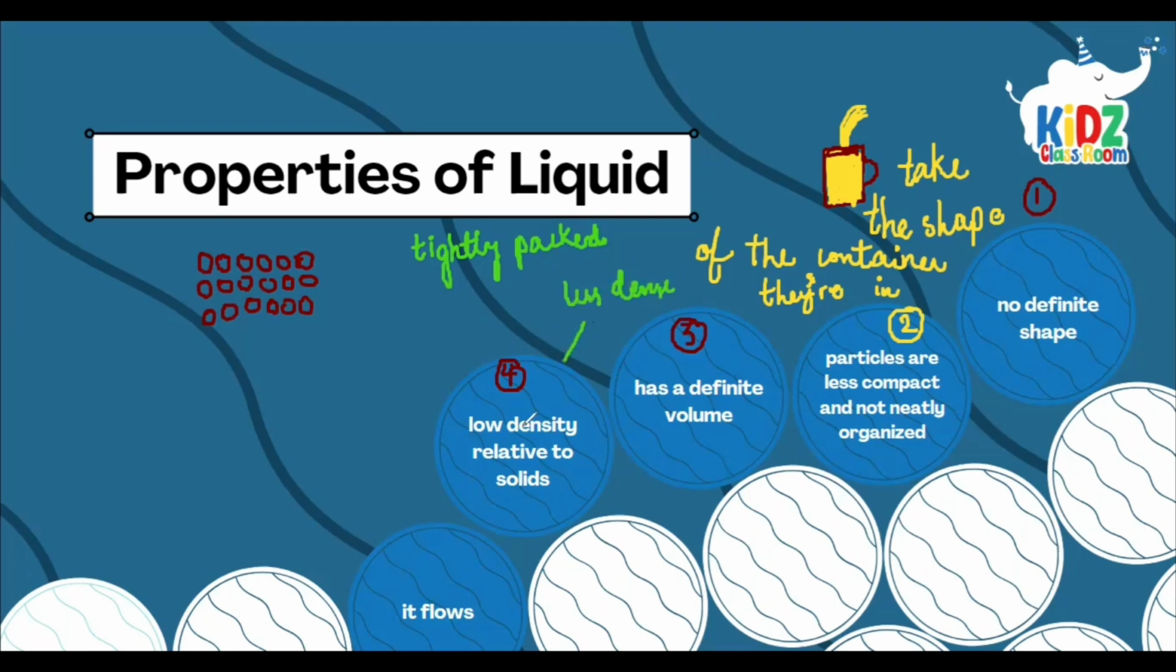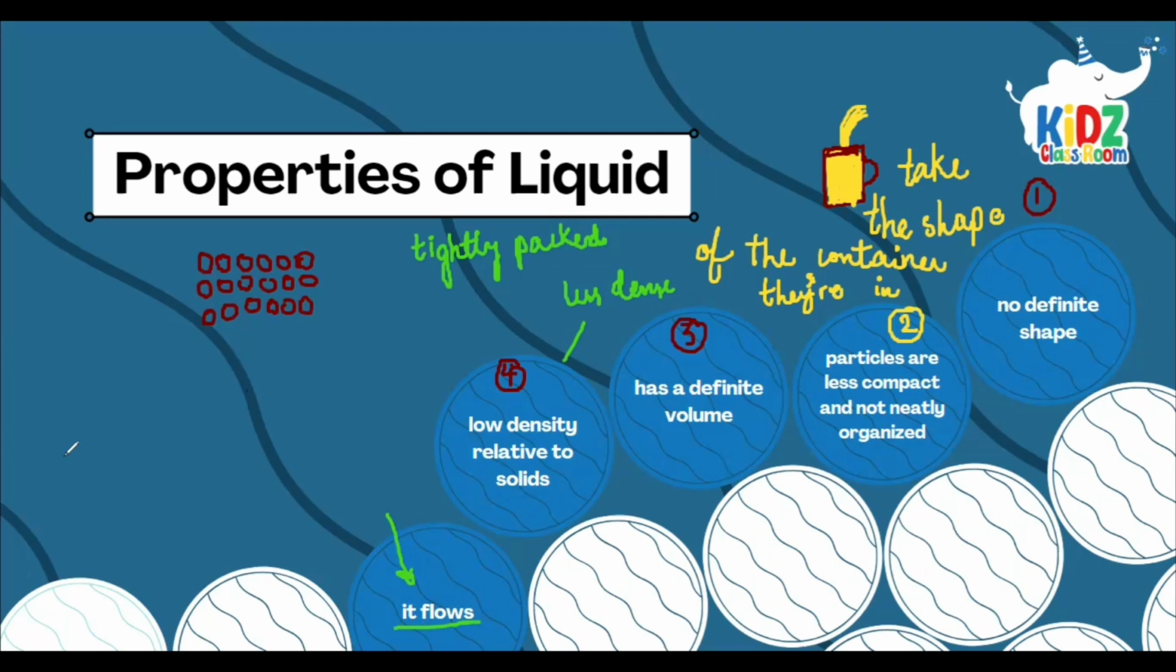Next, it flows. It means that liquids can move and pour easily. For example, when you pour milk into your cereal bowl, or any bowl, it flows. So this means liquid flows. Even if you pour water into a cup, it flows.